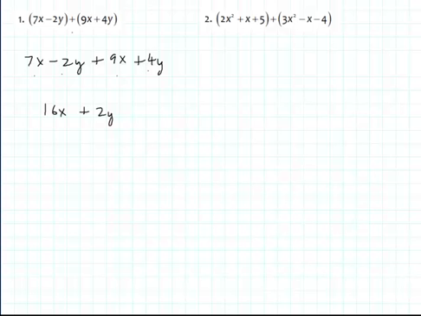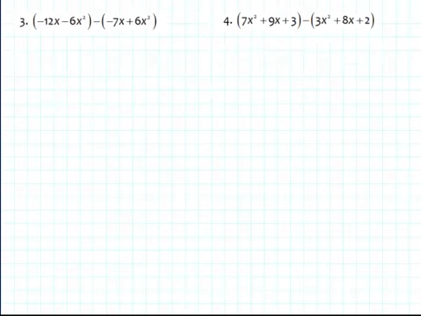Same type of problem over here. We have a plus sign in between two parentheses, so we'll lift those parentheses, and then we'll combine our like terms. 2x squared here, 3x squared there. Remember, when you add, you don't affect power, just quantity. Positive x here, negative x here will cancel. Positive 5 here, negative 4 here, plus 1.